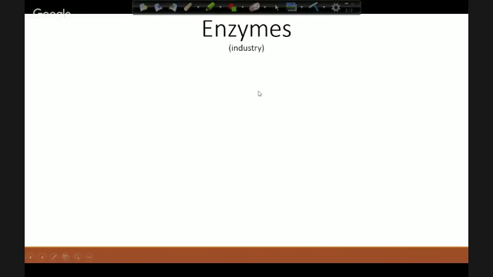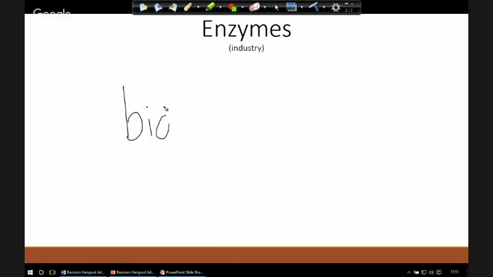So that's the enzymes within the human body. The final part is enzymes in industry. Now, they're highly used and very effective. So we find them in biological washing powders. We find them in less calorific drinks. Drinks that are very sweet, but they don't seem to have a huge amount of sugar in.